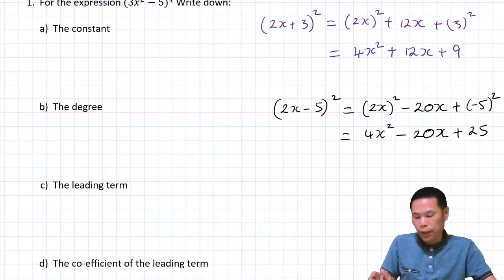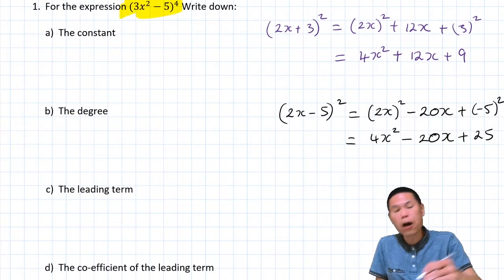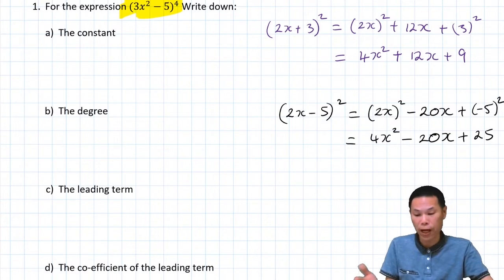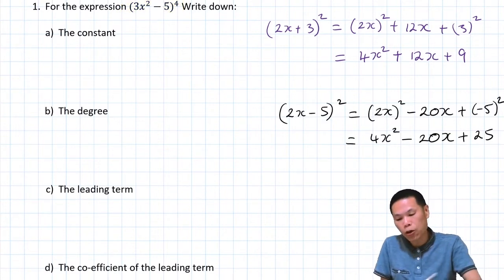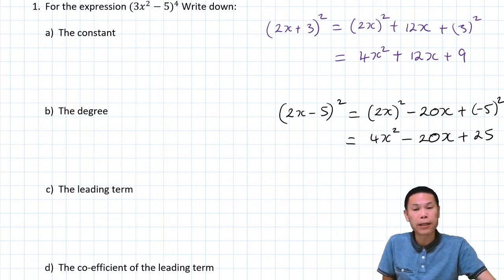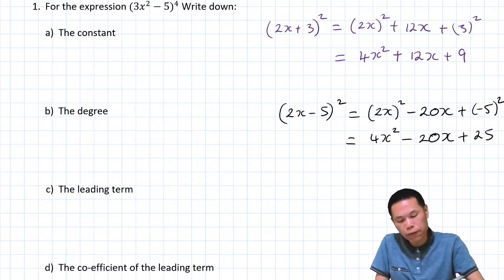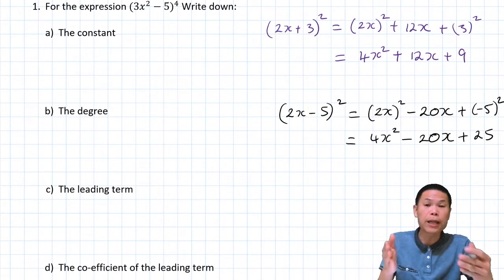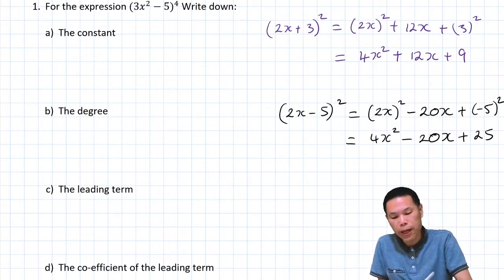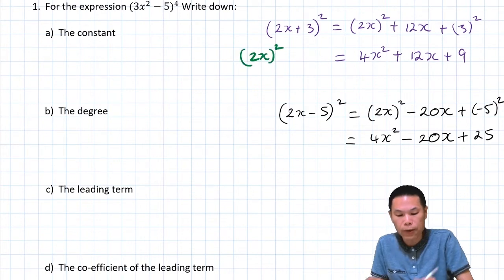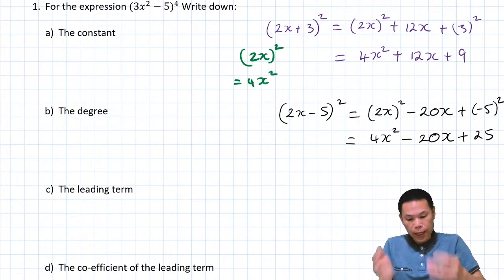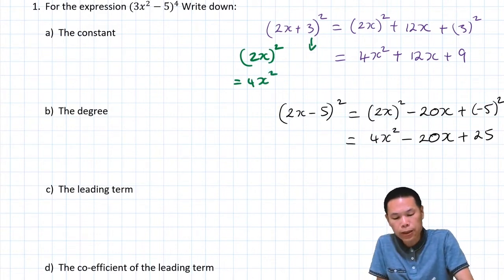But the thing is, this is not power of 2, it's power of 4. So what happens if a question is power of 10 instead of power of 2 or power of 4? To do this, we can look back at the 2 examples here and find the pattern. Let's go back to the first example. In the bracket here, 2x is the leading term, but then it's power of 2. So if you expand this out, the leading term will give me 4x squared. And then the constant is 3 squared, which is 9.